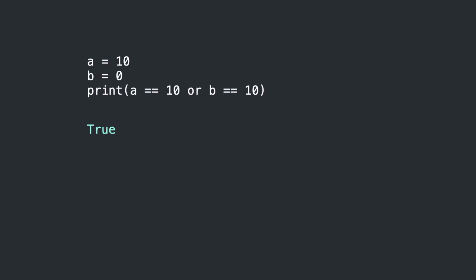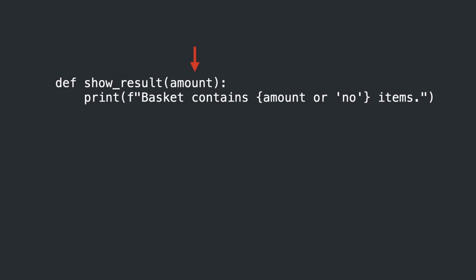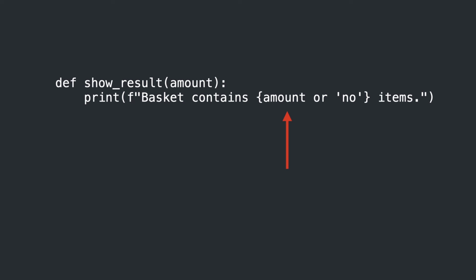Well, if the resulting value is not confined to true or false, you can use the Boolean OR to do some handy string manipulations. Function showResult takes an amount and then uses it in the Boolean OR. Amount, however, is not a Boolean but an integer. Integers evaluate to false if their value is 0, otherwise to true. This is known as truthy and falsy values. If the amount has a truthy value, the OR operator will return its value.